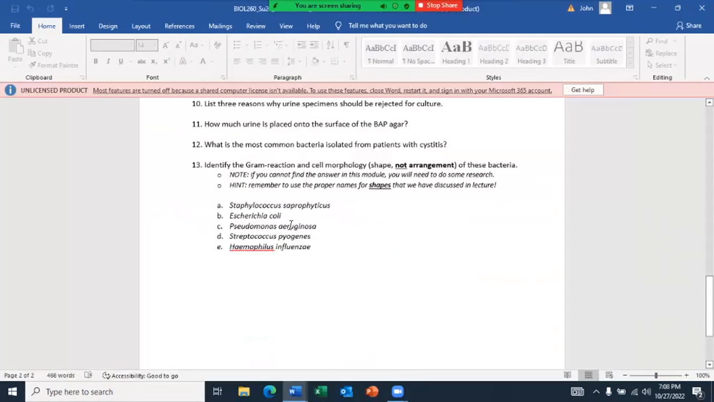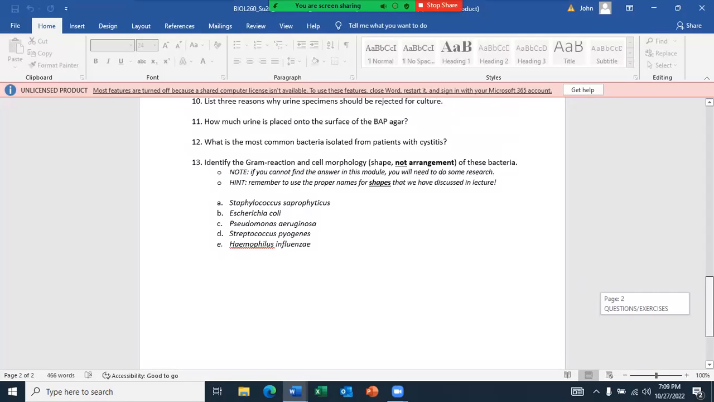So what's the gram stain of the Staphylococcus saprophyticus and its cell morphology? What's the gram stain of E. coli and its cell morphology? The same for Pseudomonas aeruginosa, Streptococcus pyogenes, and Haemophilus influenzae. Any question on any of that? All right, that's it.